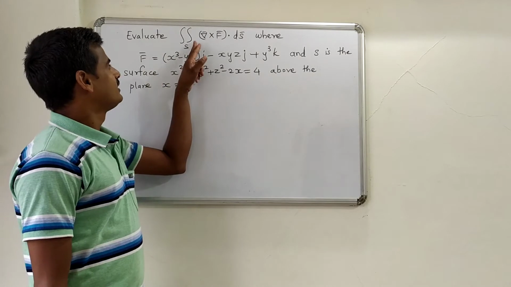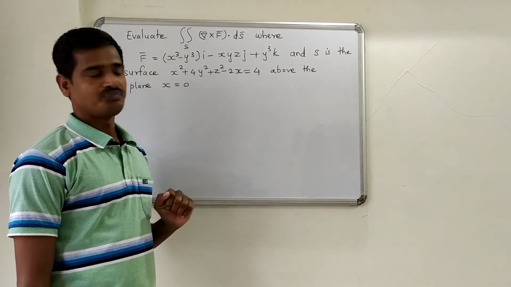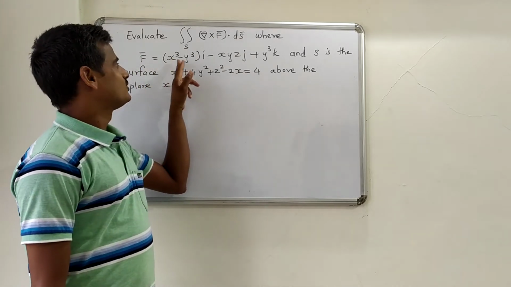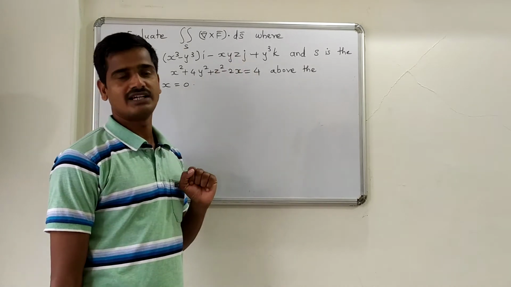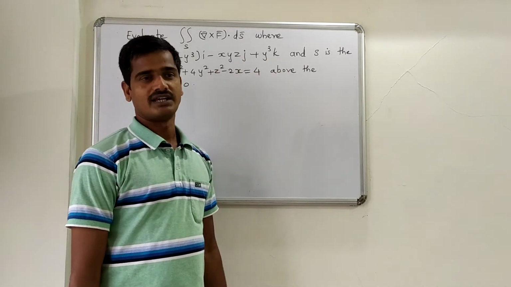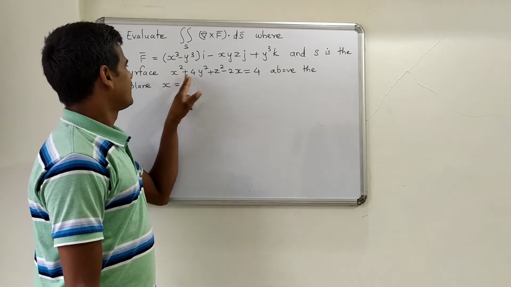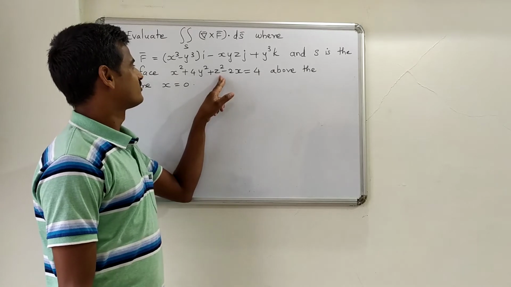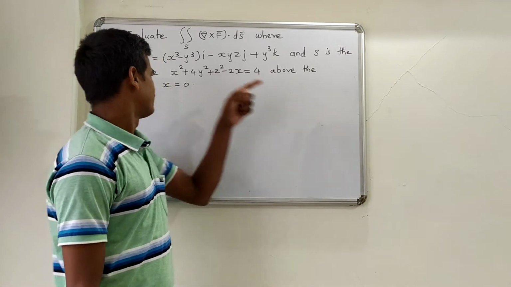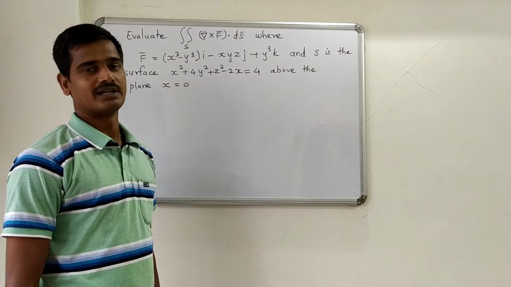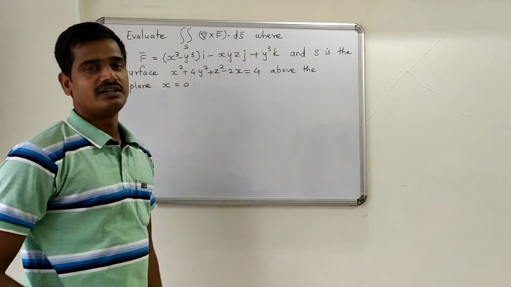Evaluate the double integral over S of del cross f bar dot ds bar, where f bar is equal to (x cube minus y cube) i plus (minus xyz) j plus y cube k, and where S is the surface of x square plus 4y square plus z square minus 2x is equal to 4, which is above the x is equal to 0 plane. Okay, now we have to evaluate this double integral.